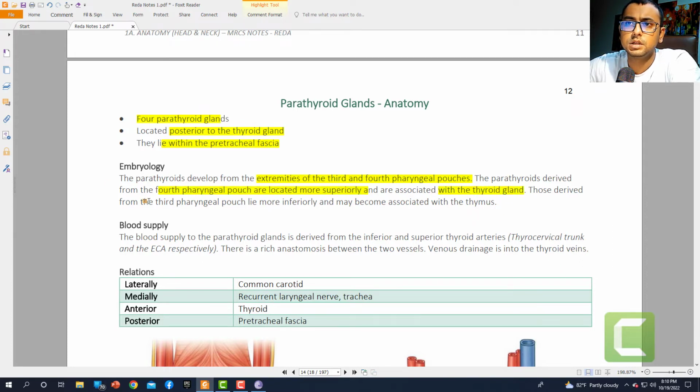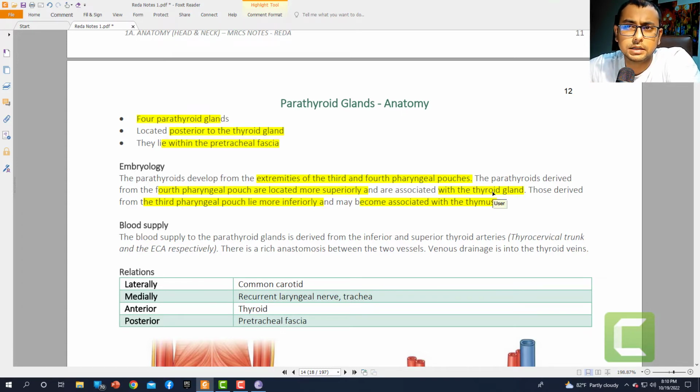These derive from the third. The thyroid pouches lie more inferiorly and may become associated with thymus. So third pharyngeal pouch, that is thymus, and the fourth pharyngeal pouch, that is along with thyroid gland.